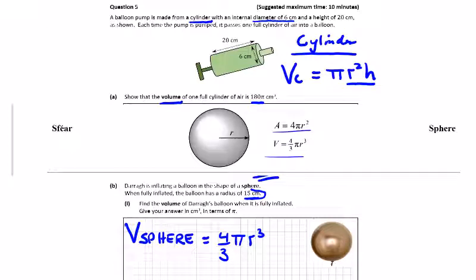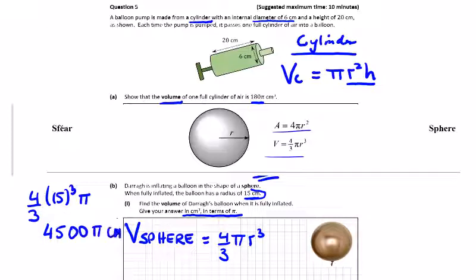So 4/3, just come to the side, by 15 cubed by pi, and we're in centimeters cubed in terms of pi, so we need pi in the answer. So 4 by 15 cubed divided by 3. 4500 pi cm cubed is what my calculator has given me. I'll just check it again. 4500.